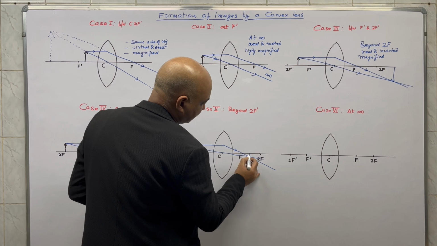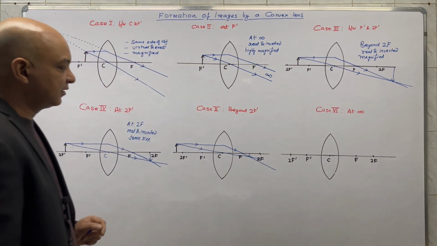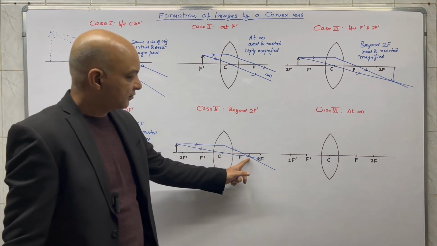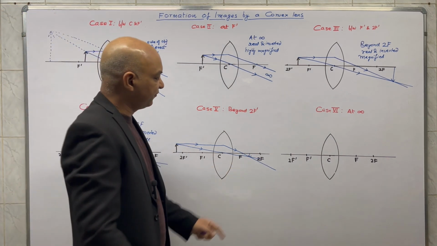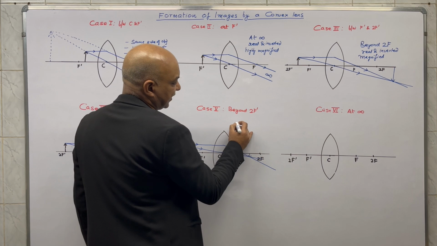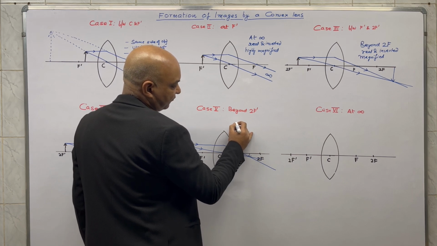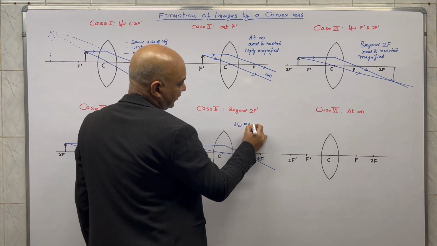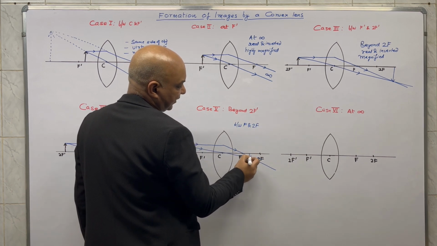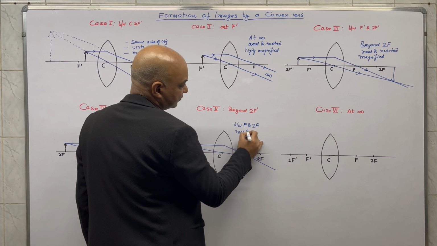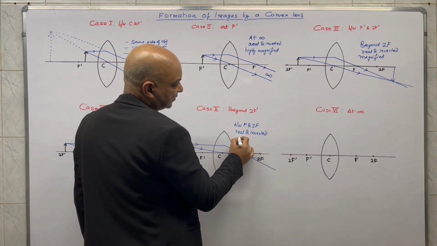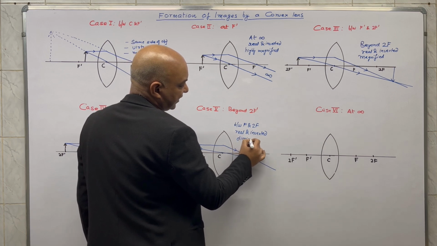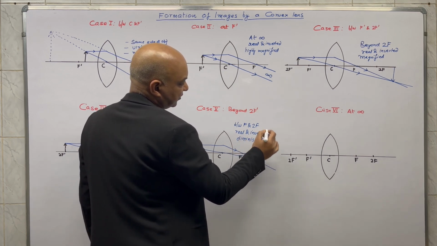After refraction, they are meeting somewhere here, that is between f and 2f. So I can say that the image here is formed between f and 2f. It is real and inverted, and it is slightly smaller in size, so it is diminished in size.